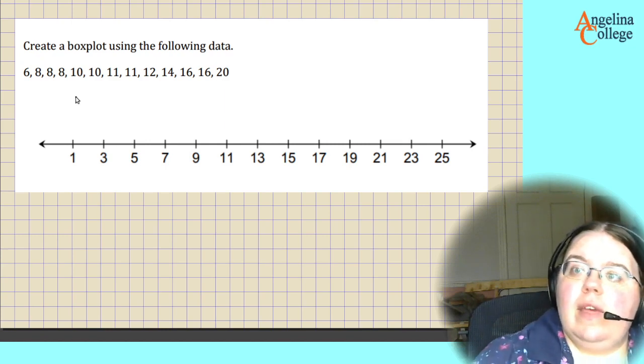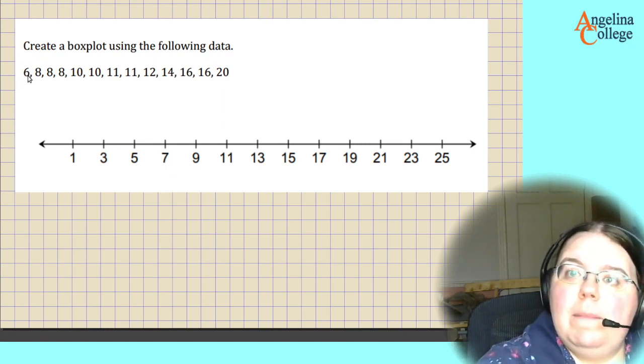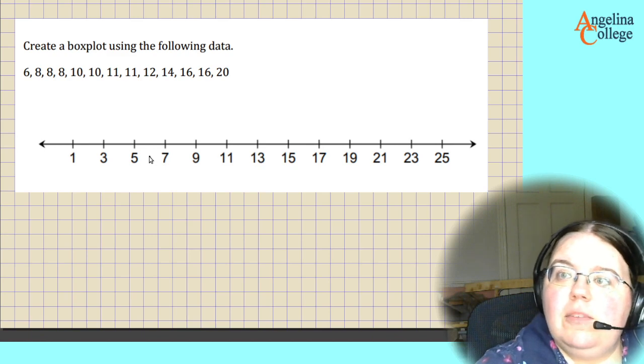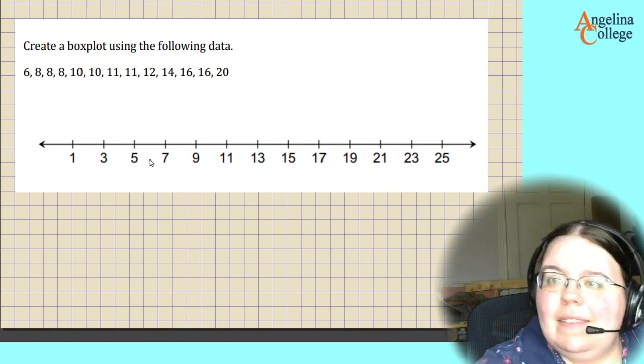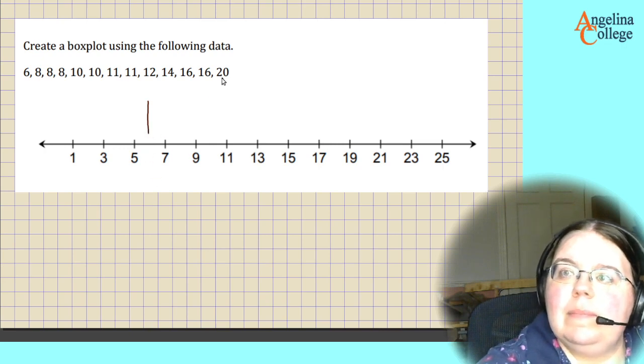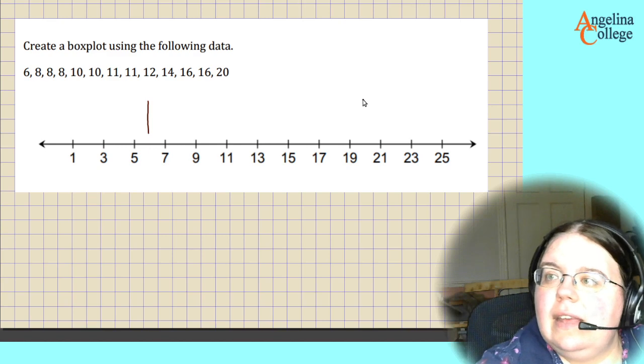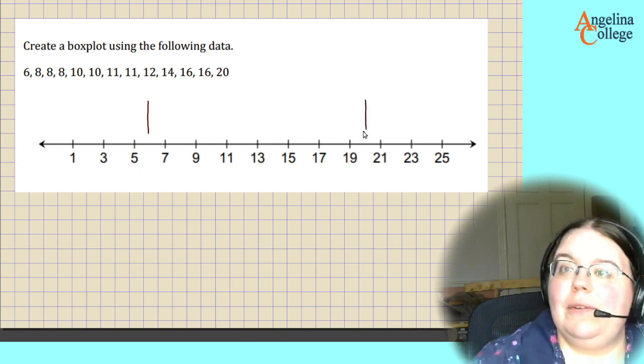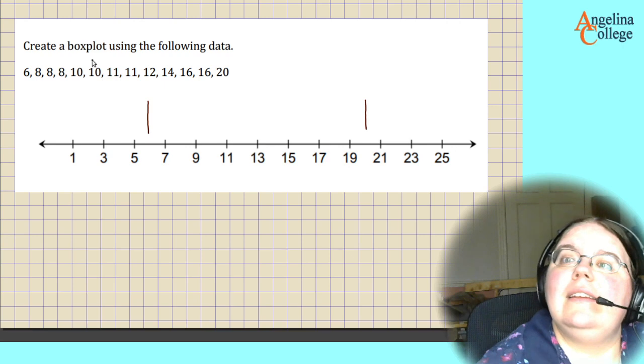So to start with, we know our minimum is going to be 6, so we'll draw a line there. 6 will be between 5 and 7, logically. So there's our minimum. We also need to plot our maximum. That'll be 20. Again, that'll be up here between 19 and 21. I'm going to make that a little bit closer to 21 to try to get it even. It's not going to be perfect, but I'm trying.